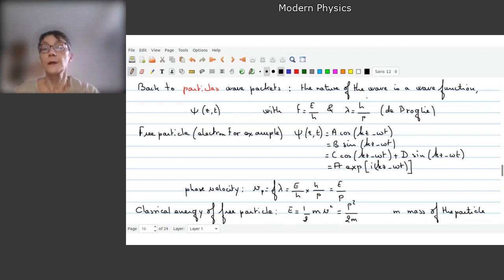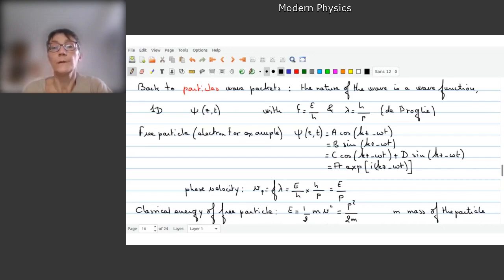In the same way that an electromagnetic wave, for example the electric field of an electromagnetic wave, obeys the wave equation, the Maxwell wave equation, we will have the Schrödinger equation, which will describe the behavior of the wave function. So the wave function is psi, a function of the position and time. Here, this is a one-dimensional wave function.